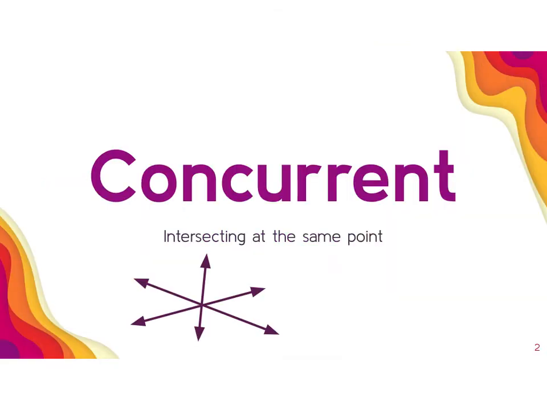The first vocabulary word you need to know is concurrent, and it means that they intersect at the same point. So these lines are concurrent because they intersect at that same point.